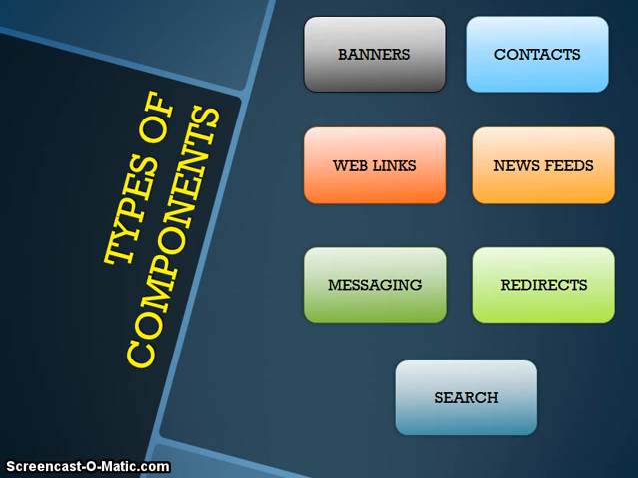Here, there are 7 types of components which are banners, web links, messaging, contacts, newsfeed, redirect, and search. But in this presentation, we will only cover 3 types of components which are web links, newsfeed, and messaging. Let us begin.